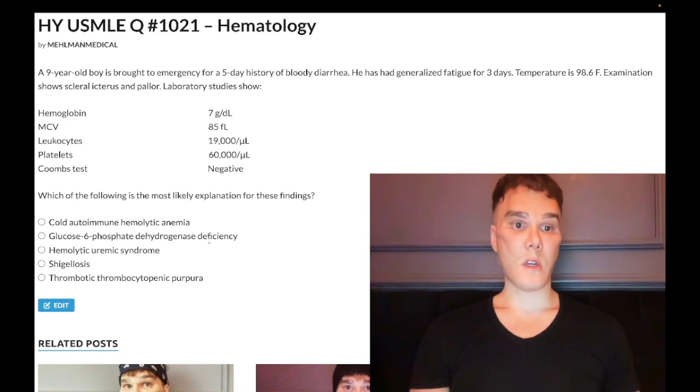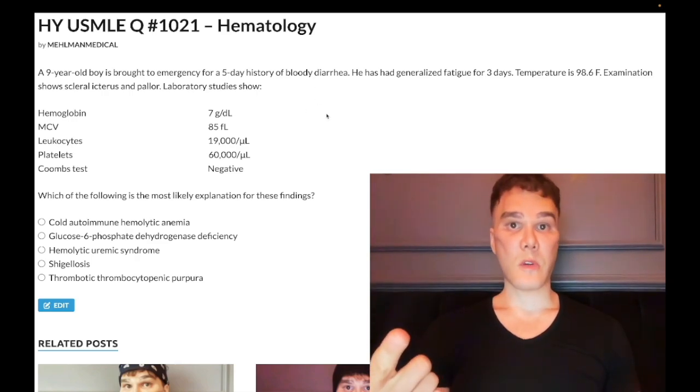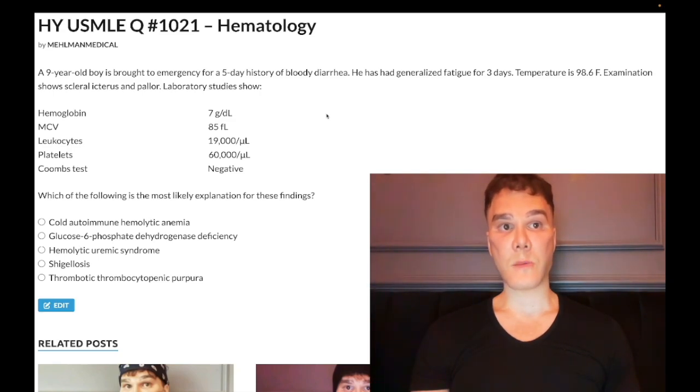Choice B, G6PD deficiency, wrong answer. And you know it's wrong because your platelets are low. You can have infections and drugs precipitate hemolysis in the setting of G6PD deficiency, but you're not going to get thrombocytopenia. There are better answers here as we're going to hop through.